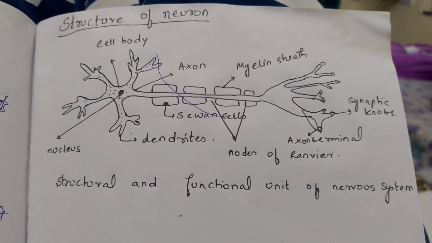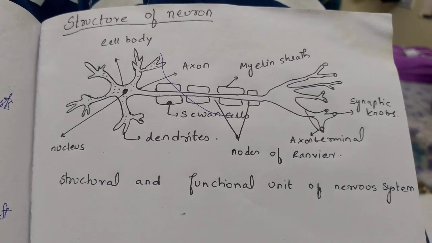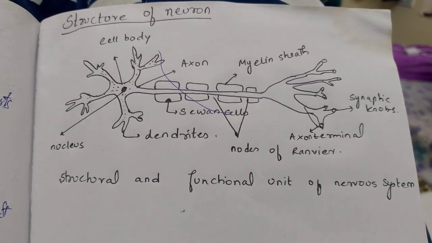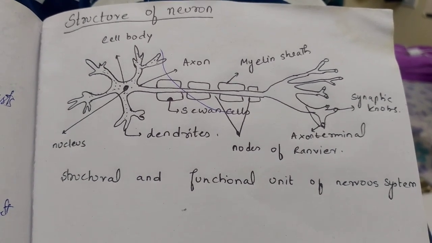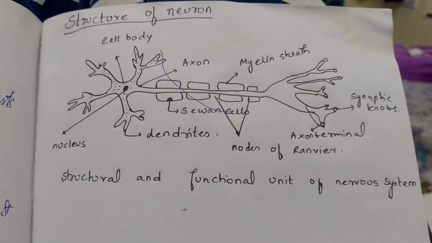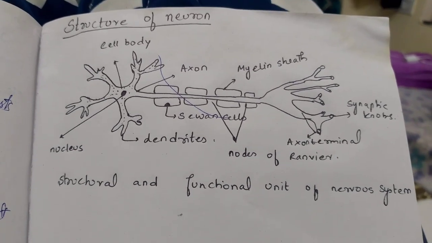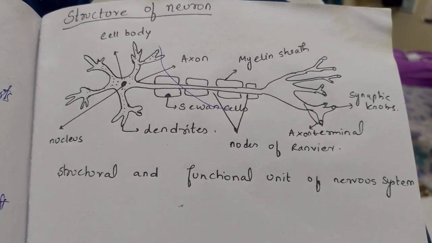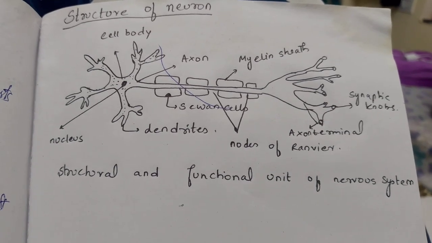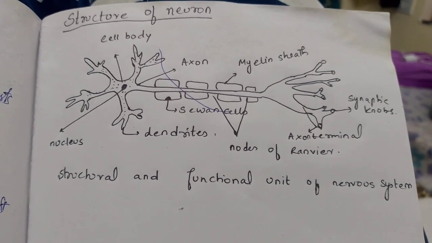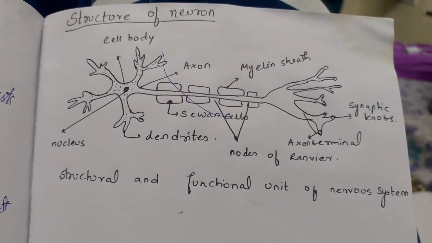The third one is the axon, a long projection from the cell body which transmits impulses away from the cell body to other neurons, muscles, or glands. The next one is the axon hillock, a specialized region where the impulse is generated. And the next one is the myelin sheath.